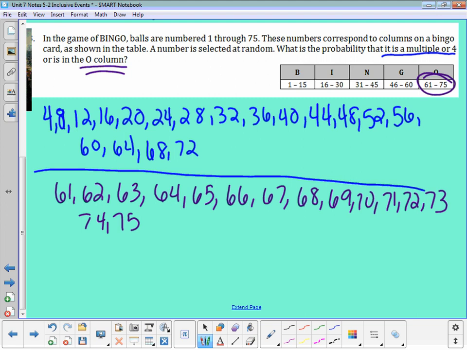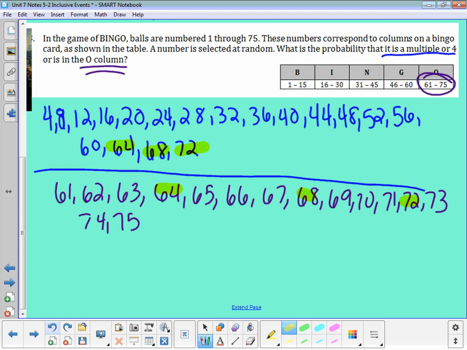Now I'm going to look at my two lists, and I want to find ones that are overlapping. I look, and I see that on each list I have 60. Oops, I don't. I'm sorry, I do not have 60. I have 64, 68, and 72 on both lists. You'll see this, this, and this. So those are on both lists. That's going to be my both overlap.